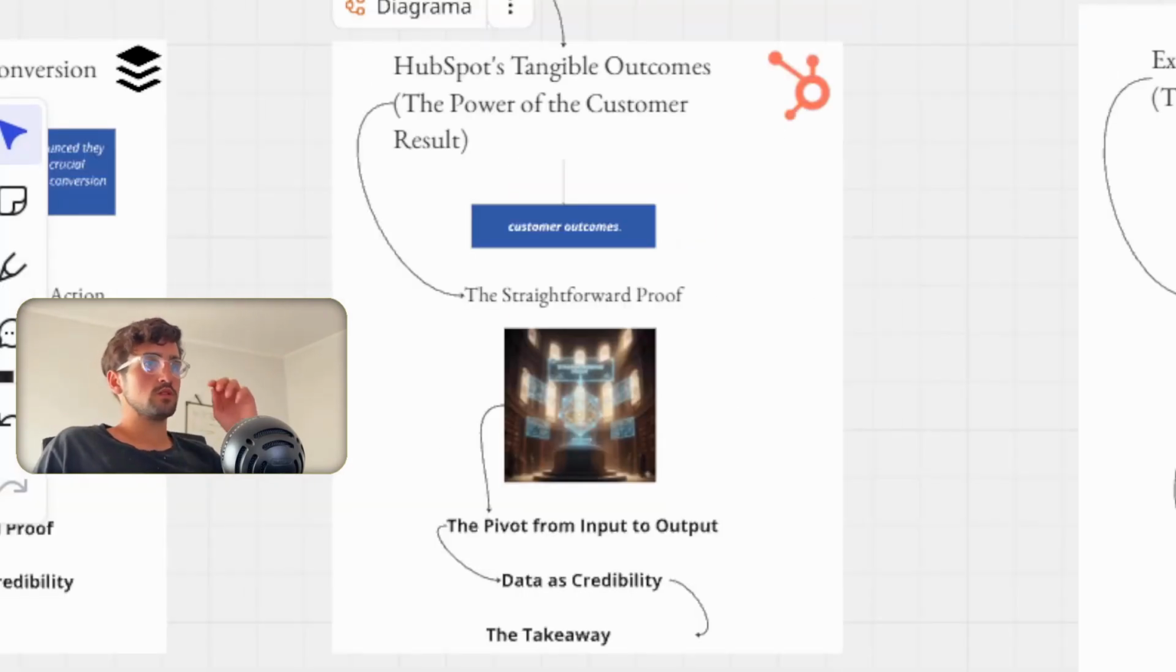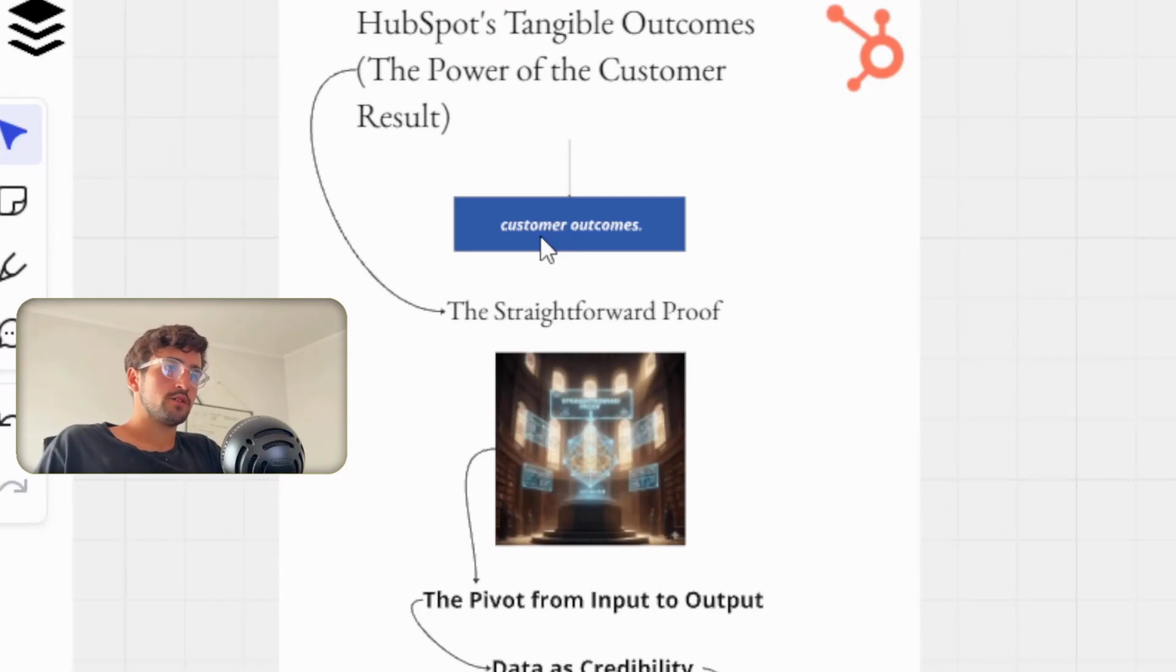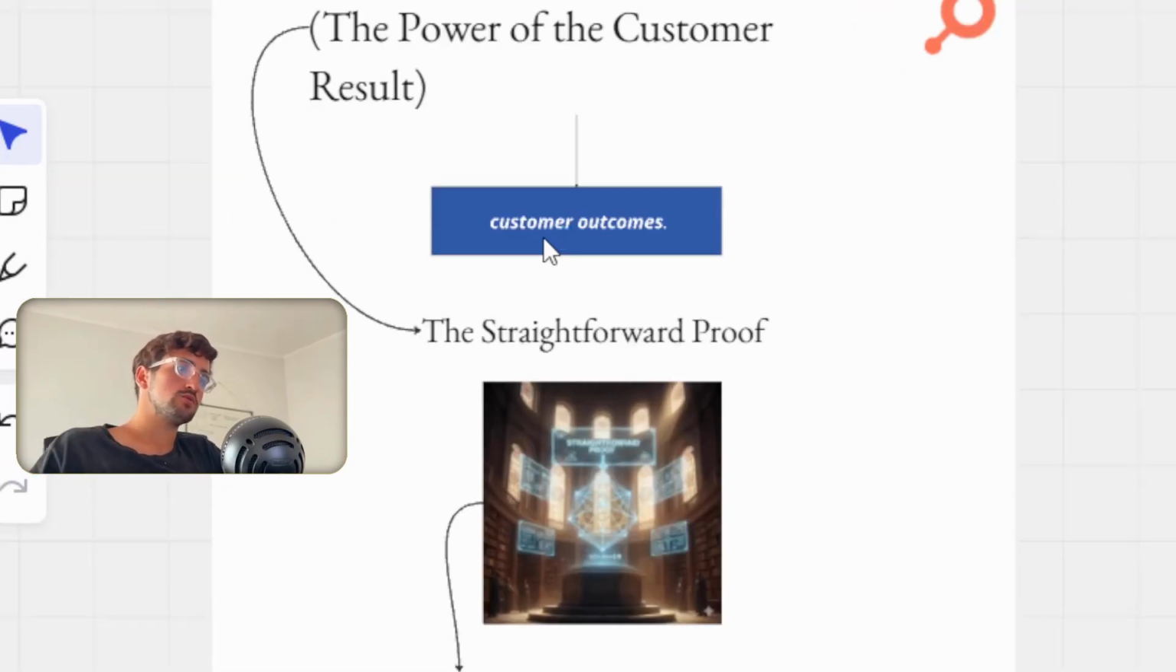Now the second one is HubSpot's story. Okay, in 2009 they announced they had signed up over 600 customers and that their free SEO tool had analyzed over 500,000 websites, which is a lot. Simple adoption numbers, but the real genius move, the move that sells, was showing customer outcomes.